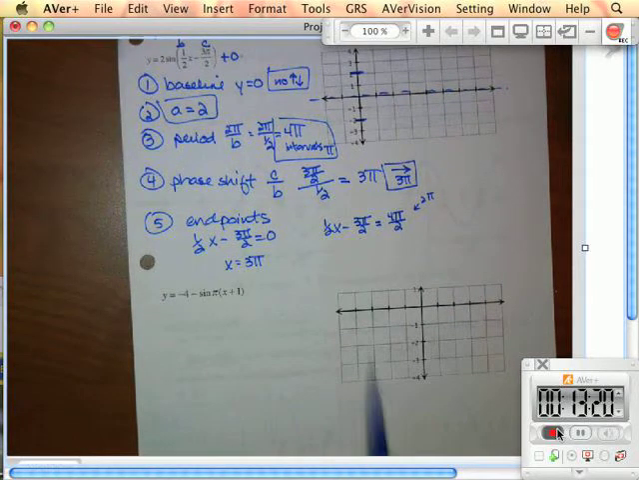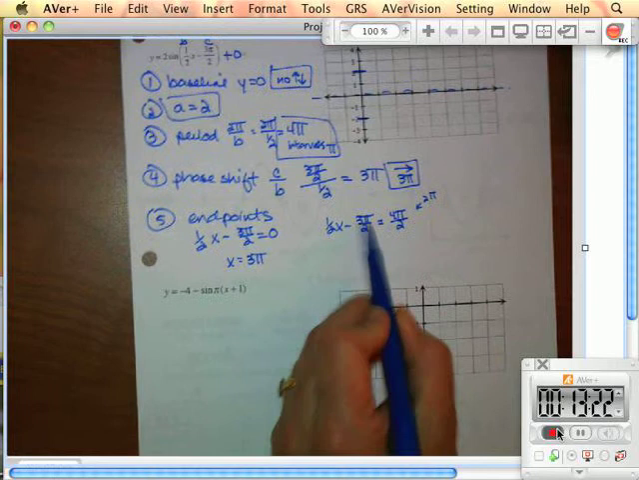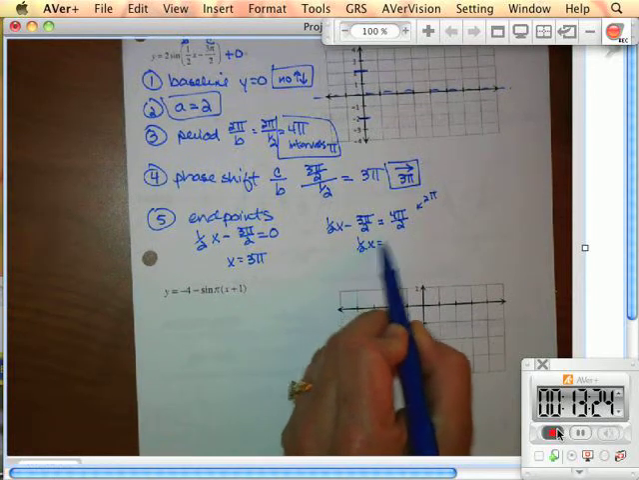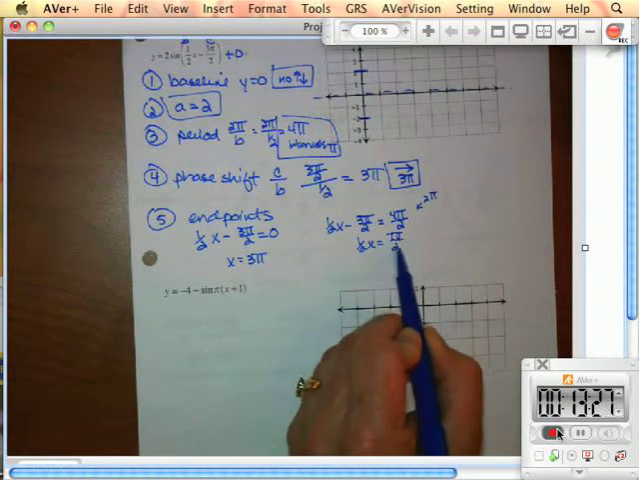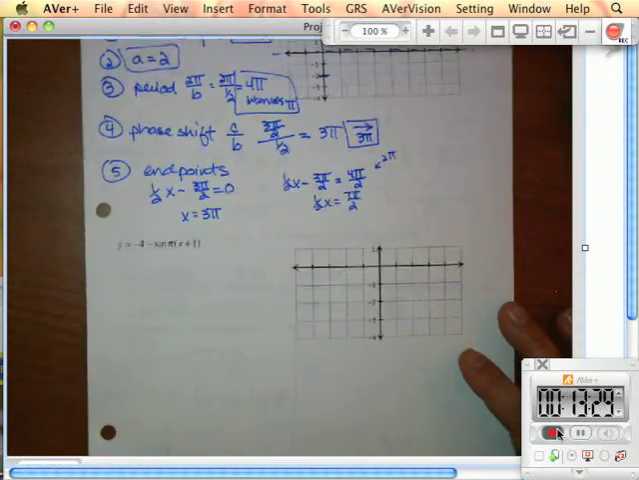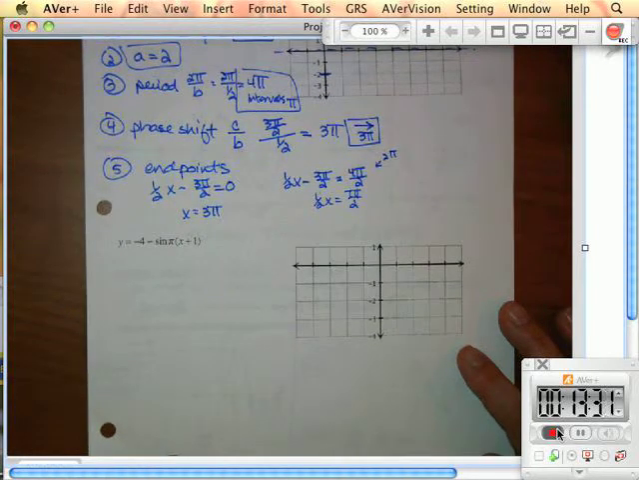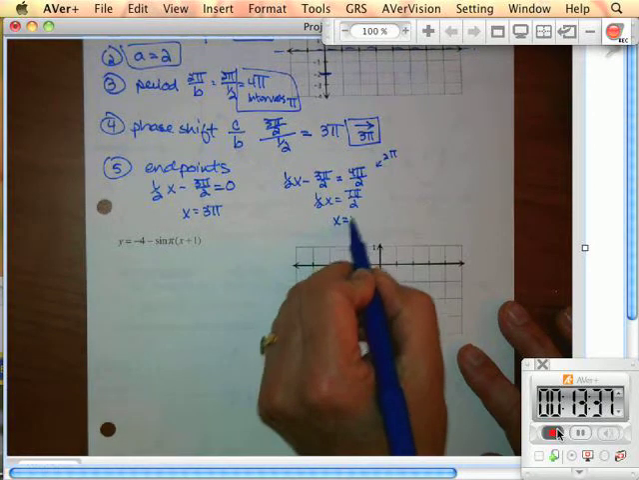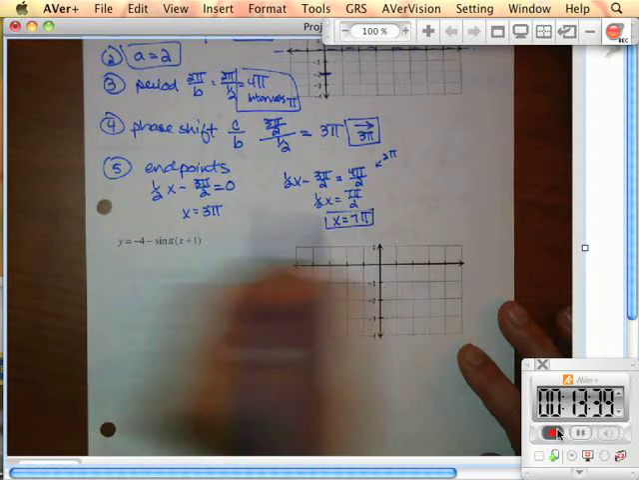When you add, here, let's just add 3 pi over 2. You get this: 7 pi over 2. And you divide by 1/2, but you're really multiplying by 2. So you actually end up with 7 pi. So these are my 2 endpoints.